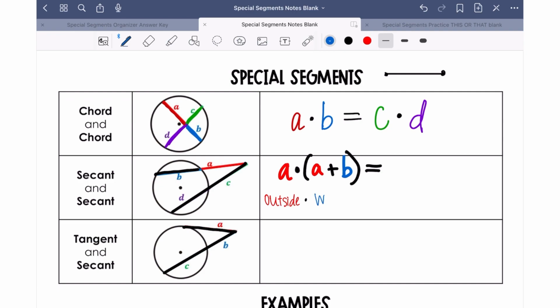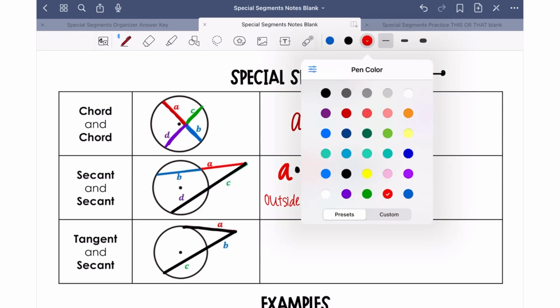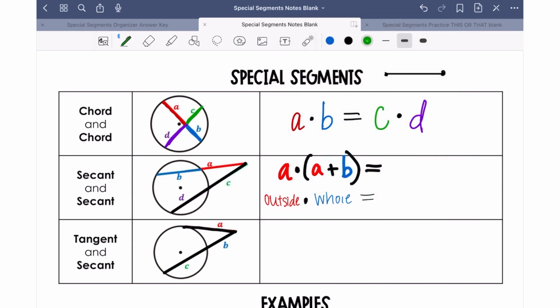So the outside part times the whole part of the segment, which is together, the whole thing is A plus B. So that's where that comes from, A plus B, the whole thing. So the outside part of the secant times the whole part of the secant, which is A plus B together. That's where that comes from. Okay, and then the other part, we're going to do the same thing, but with the other segment. So this time it's C, which is the outside part.